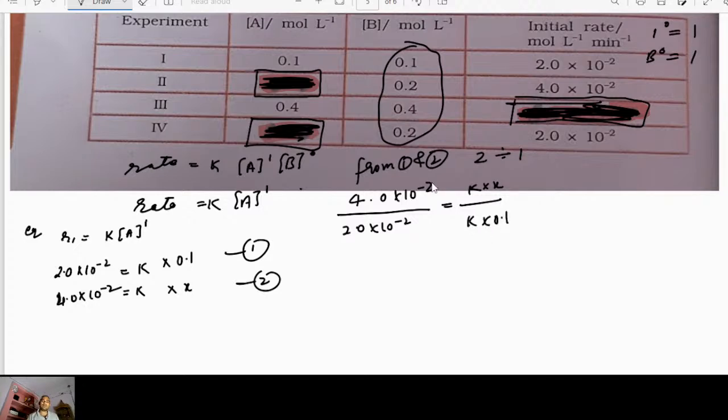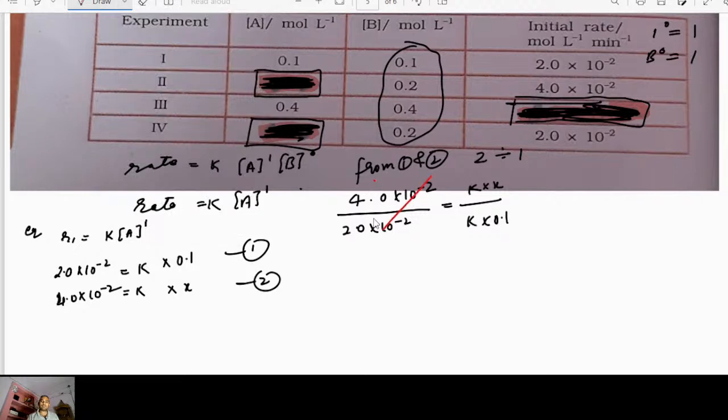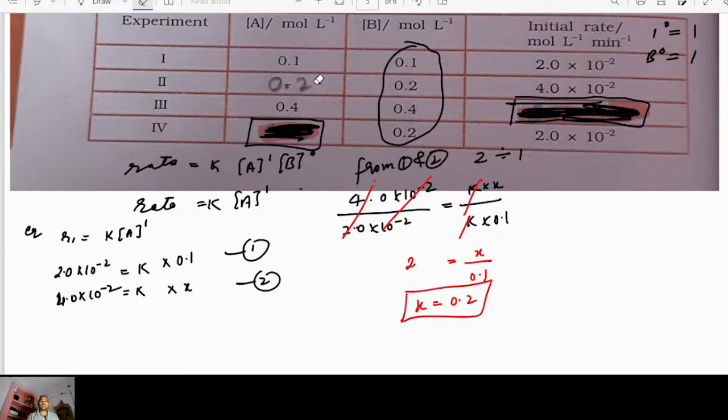Here on the left side you see, student, this 10 power minus 2 cancels out. Then K cancels out. So 2 is equal to X by 0.1. Cross multiply. So X is equal to 0.2. So one value we got, student. Here you can see this value, how much is there? This value is 0.2. So the first value you got, student, is 0.2.